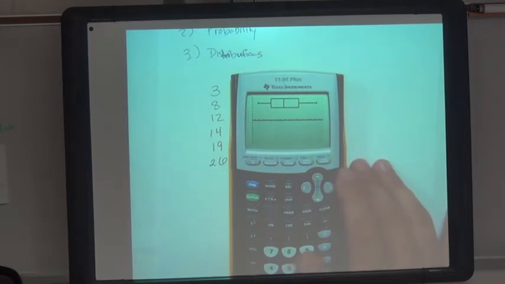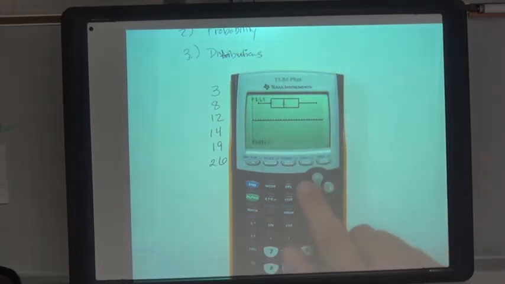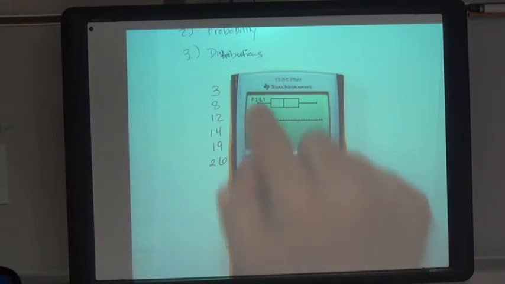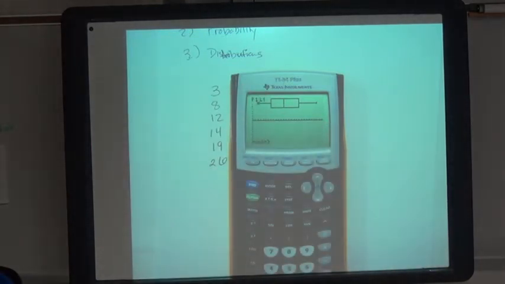It's on your program. All right, so there's your box and whisker, and if you hit trace, then it'll just show you the 5 points, which is the same thing that's in your one variable stats. How'd you do it? I did the box and whisker in stat plot, and then I hit zoom stat. Then how do you find these? Hit trace, and then you can arrow back and forth.